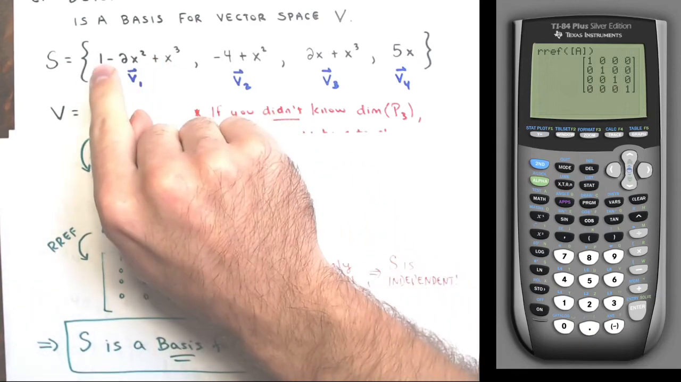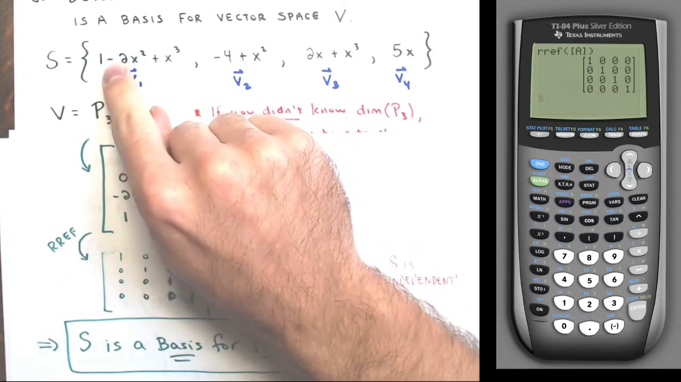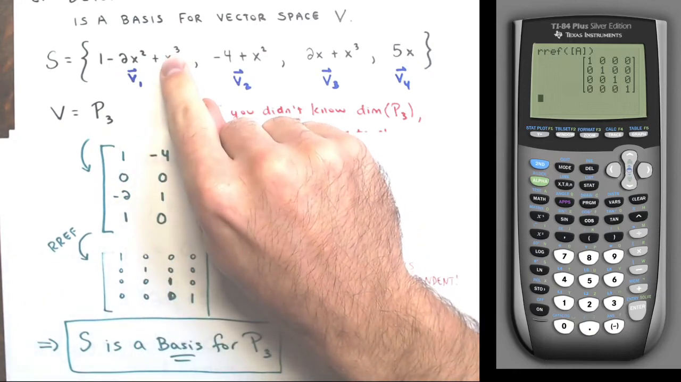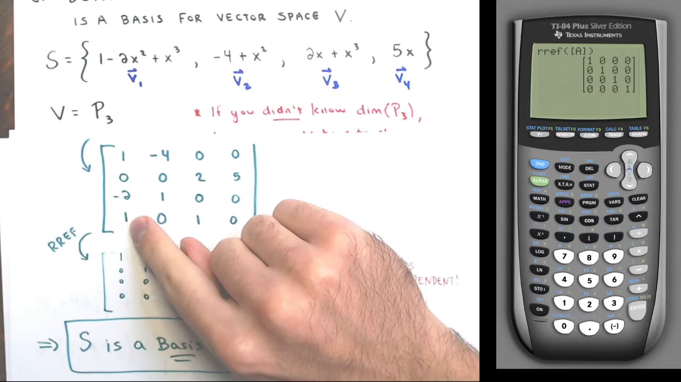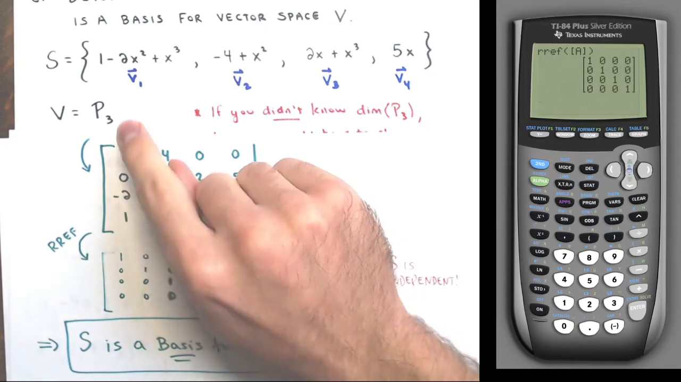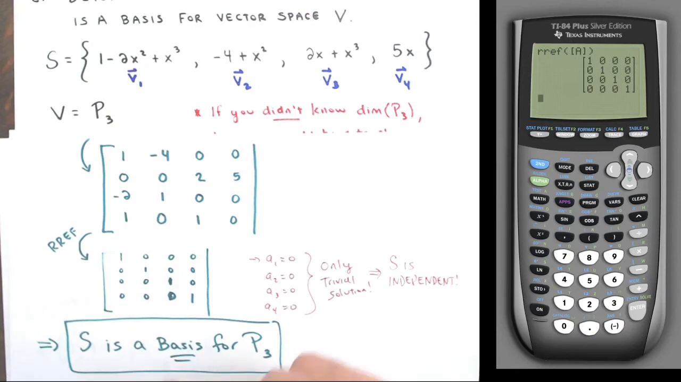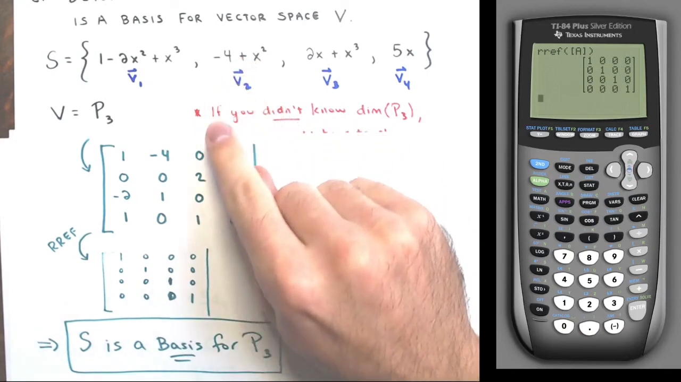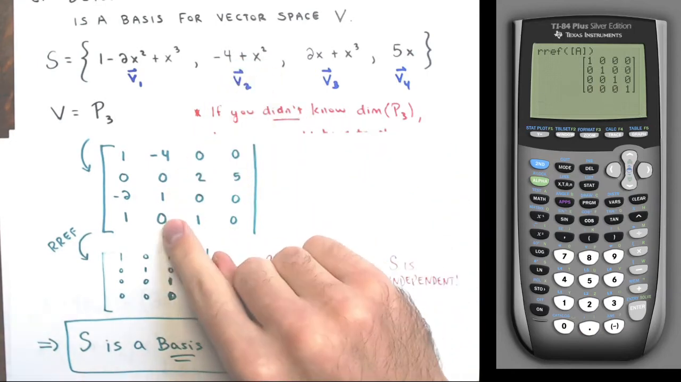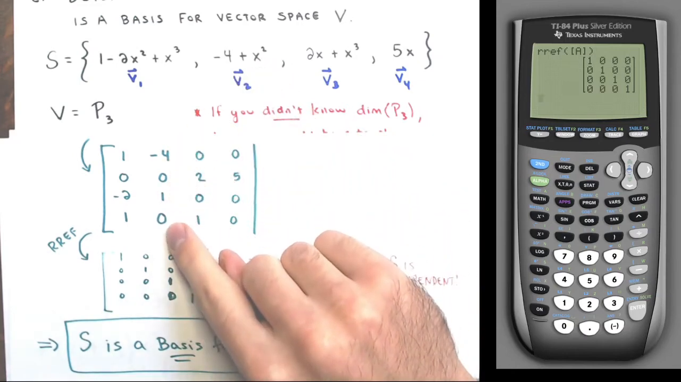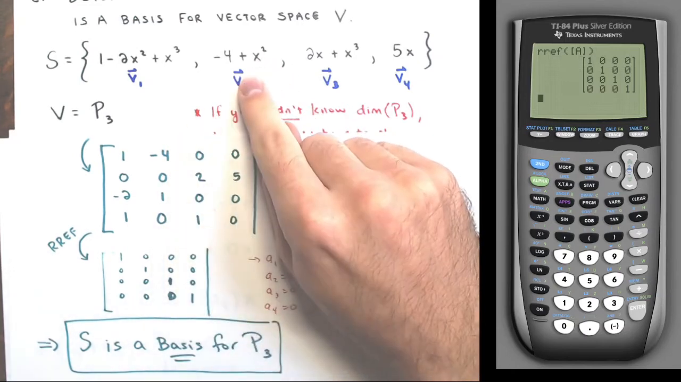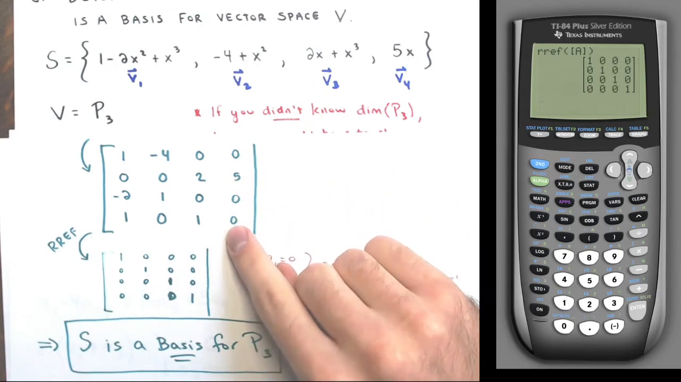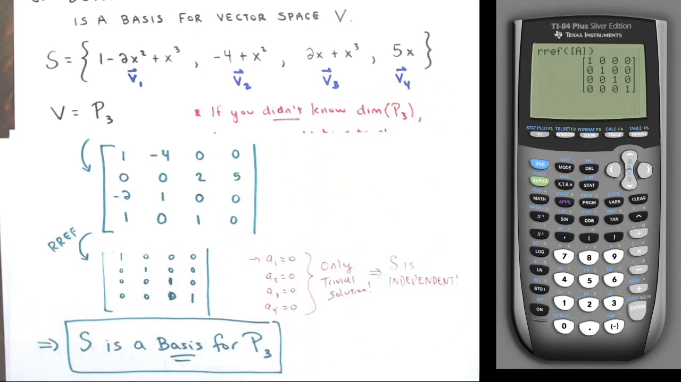You have 1, 1, then 0, 0x, then negative 2, negative 2x squared, then 1, 1x cubed. So down the first column were the coefficients of the first vector. And down the second column, negative 4, 0, 1, 0: negative 4, 0x, 1x squared, 0x cubed. Down the second column were the coefficients of the second vector. And down the third column are the coefficients of the third vector. Down the fourth column are the coefficients of the fourth vector.